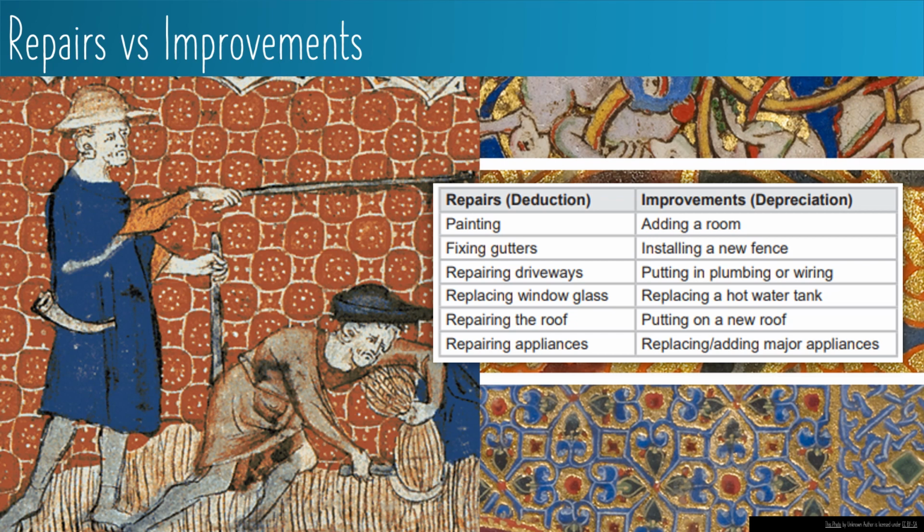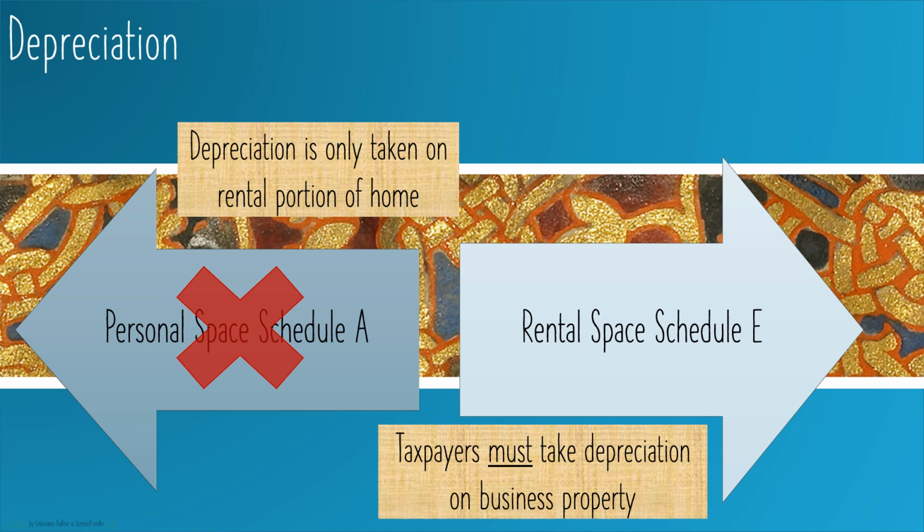This is important because improvements don't get to be expensed all at once. The taxpayer has to depreciate them over time, so they're going to recognize those expenses over the course of multiple years and not all at once on this return. Repairs, on the other hand, the taxpayer would take all at once on this return. Depreciation is another one of those expenses that would get allocated based on the rental space to the total space or the rental days to the total days.